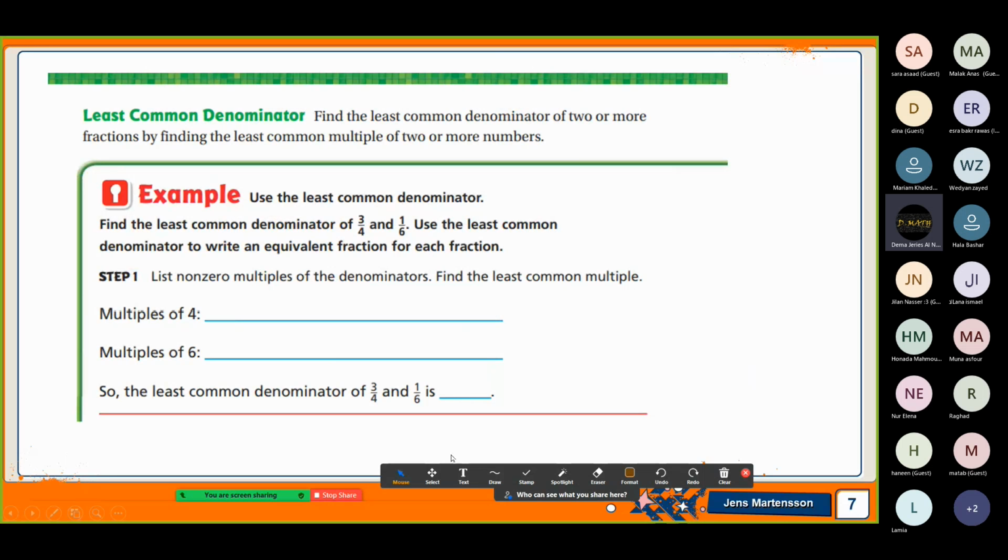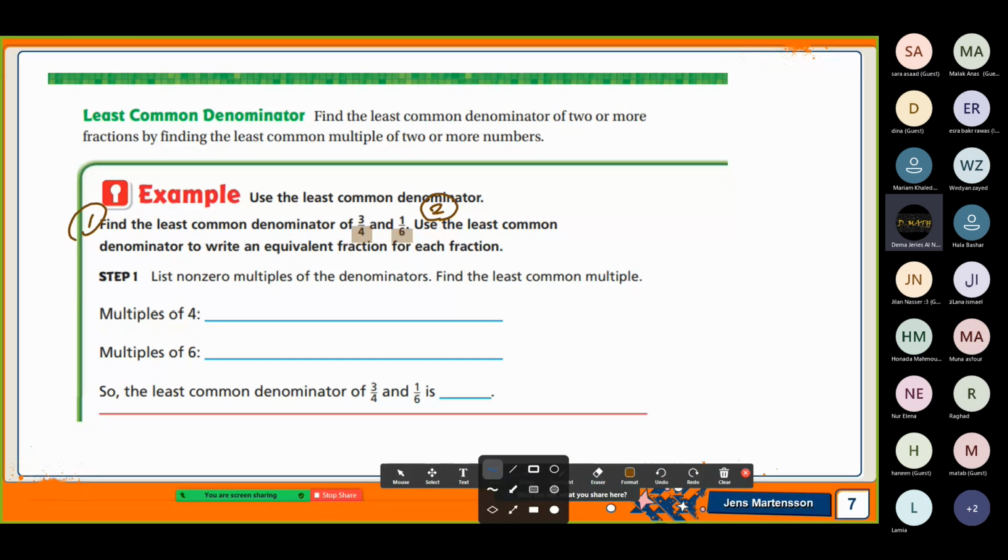What do I mean? Like here. This is to find the least common denominator. First of all, to rewrite 3 over 4 and 1 over 6 using the least common denominator, this is the first step: use the least common denominator to find the equivalent fractions. Like here, what are the denominators? They are 4 and 6. Is it right? Yes, 4 and 6.